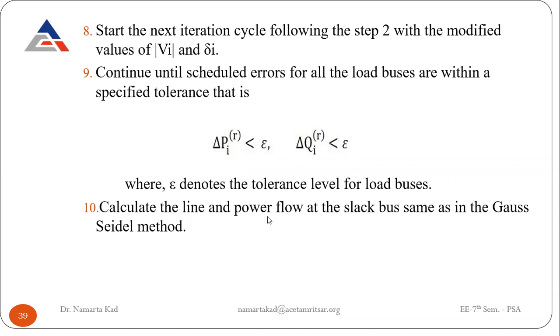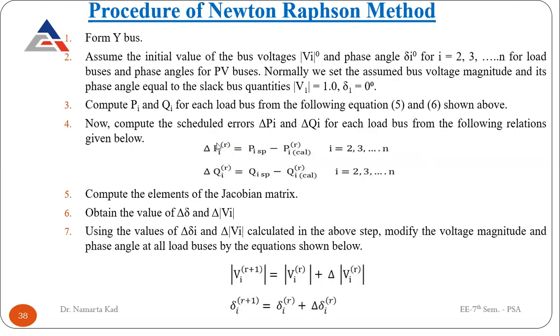Now calculate the line and power flow at the slack bus, same as in the Gauss-Seidel. So similarly, after this calculation, you have to calculate the line and power flow on the buses. So this is the complete procedure for the Newton-Raphson method. As you've seen here, lots of equations are involved in this method. So it is a long method, but the convergence is almost sure in this method. Better and speedy results are achieved.